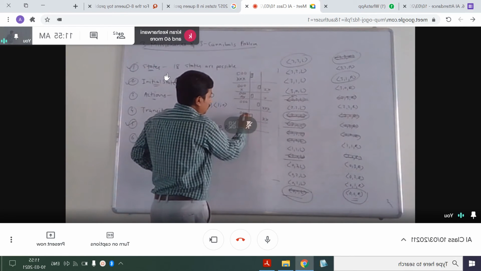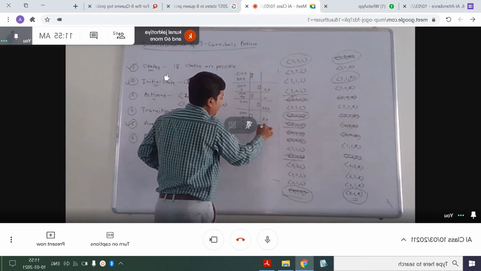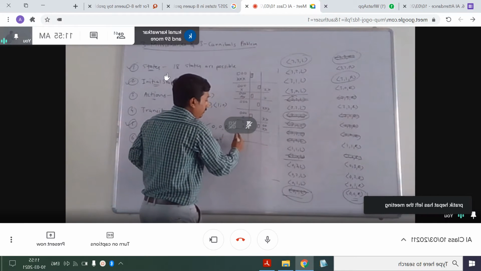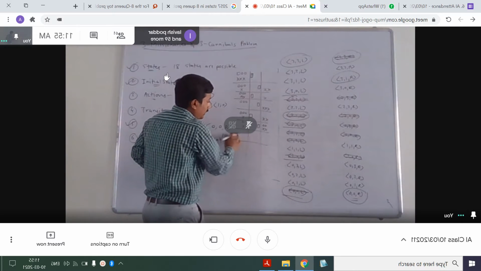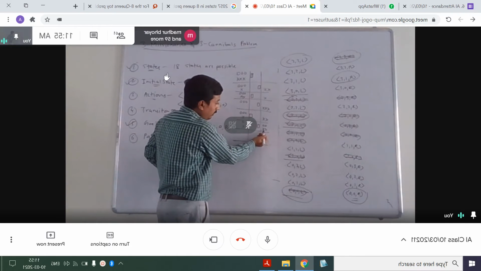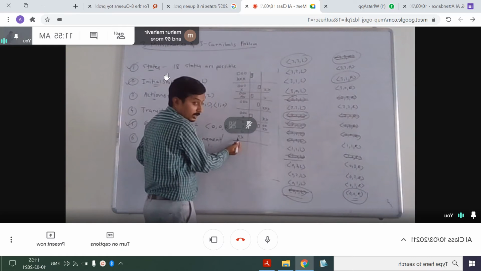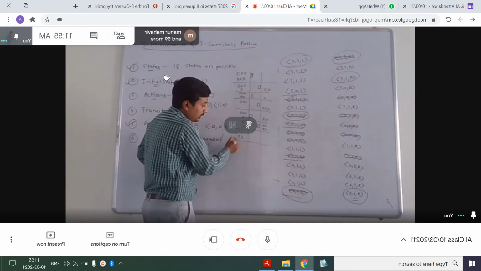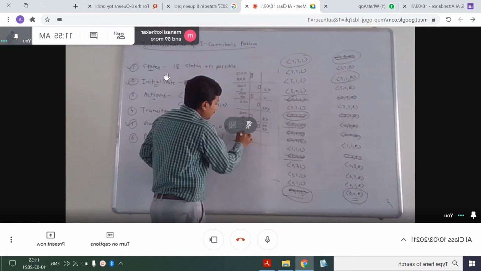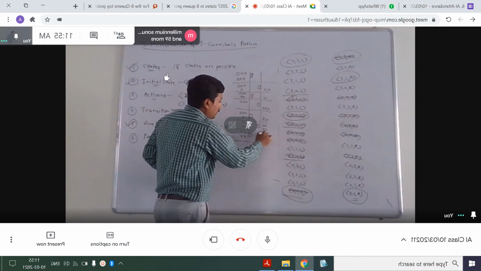Now 2 missionaries will travel. Now 1 missionary and 1 cannibal will move here, because if 1 cannibal moves, then what will happen here? The cannibals would be outnumbering the missionaries, right? So these 2 can kill. That's why 1 missionary and 1 cannibal has to move. So we'll have this one.